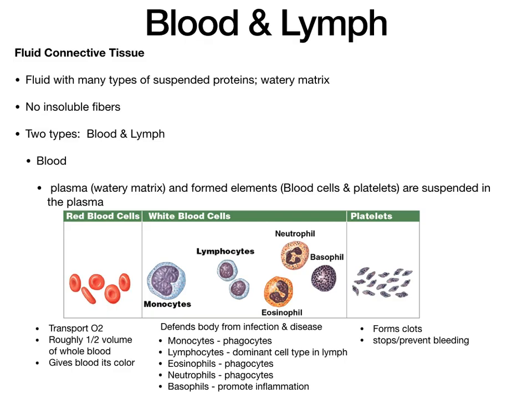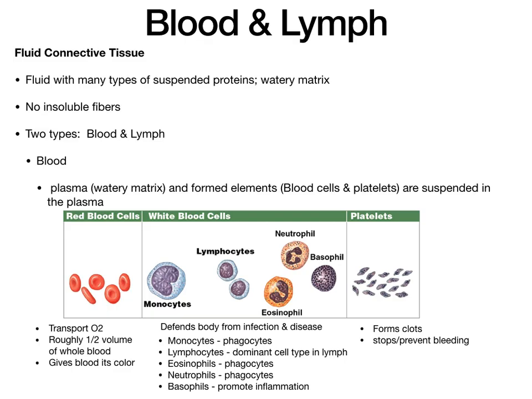It's a very watery matrix. And its formed elements, the blood cells and platelets, are suspended in the plasma. So within our blood, we have red blood cells, which shows that picture there. It kind of looks like little donuts. Then we have our white blood cells, which have many different types of white blood cells. We have monocytes, lymphocytes, neutrophils, basophils, and eosinophils. And then we have our platelets.